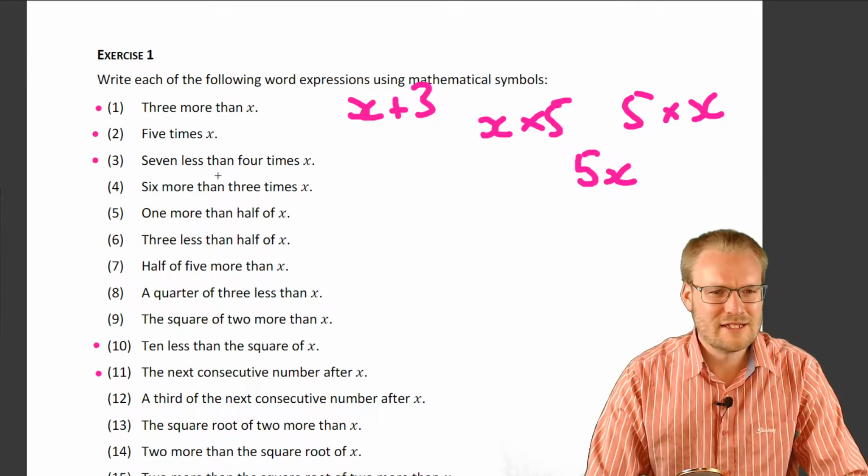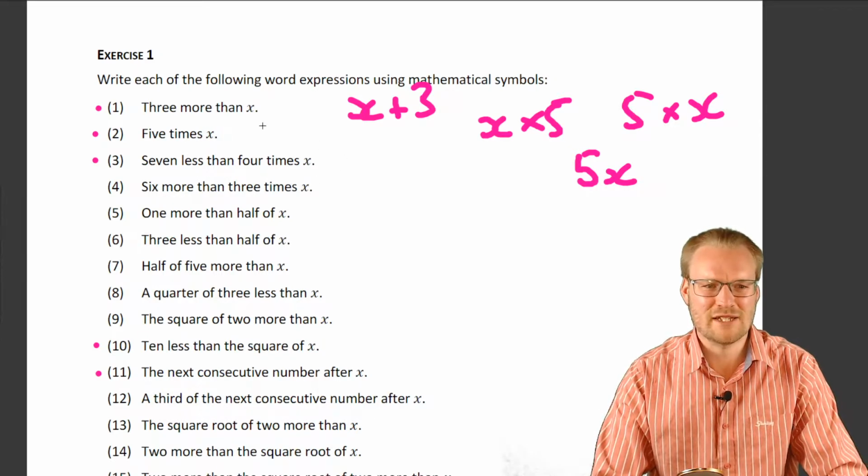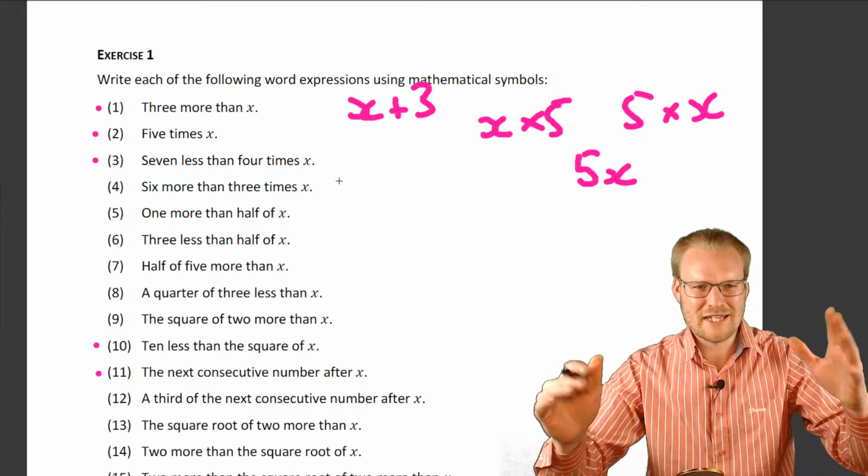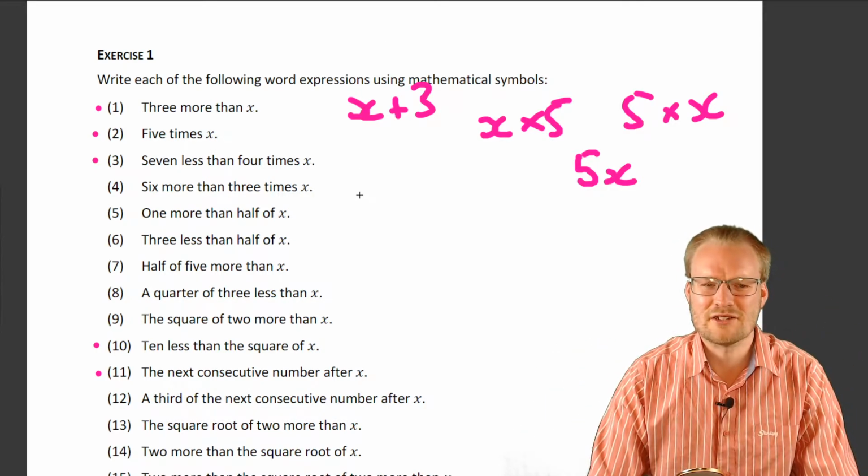Okay, cool, let's keep going. I'm sure we're doing well. 7 less than 4 times x. What is going on here? I'm going to need a new color to figure it out. Okay. 7 less than 4 times x.